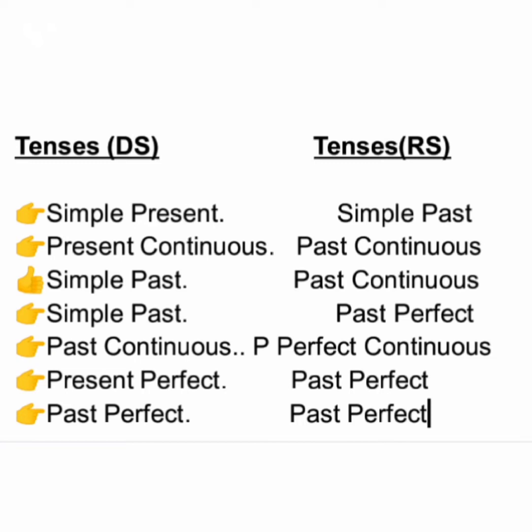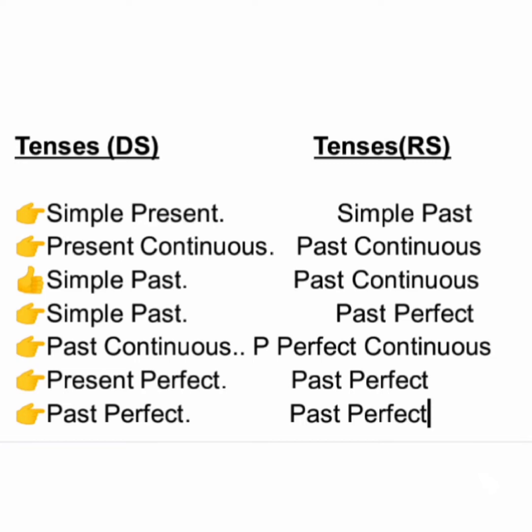So when we change the simple present tense, it will change into simple past. Present continuous will be changed into past continuous. Simple past tense will be changed into past continuous. Simple past tense will also be changed into past perfect tense. Past continuous will be changed into past perfect continuous. Present perfect tense will be changed into past perfect tense, and past perfect tense will be changed into past perfect. There will be no change.